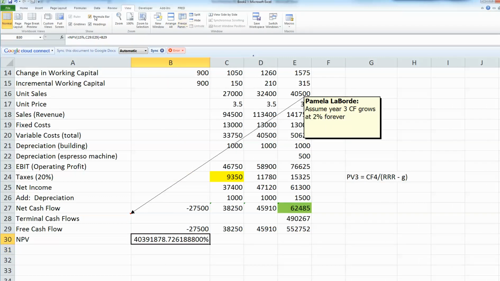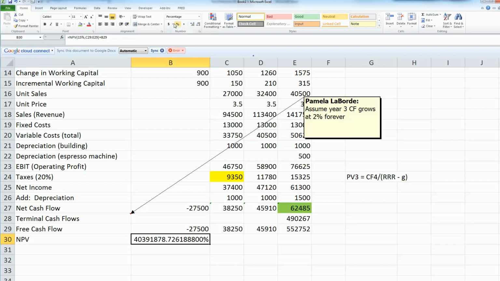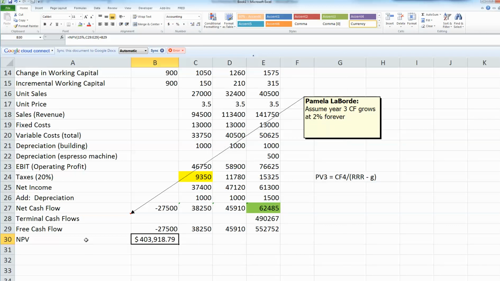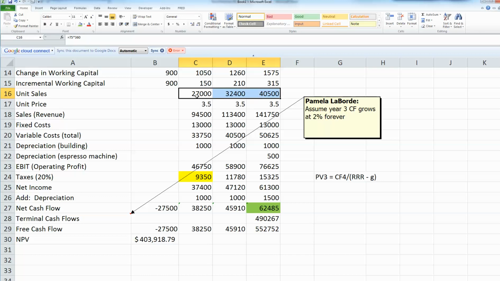It thinks it's a percentage, so I format it as a dollar amount, and there is the net present value of this project, $404,000. What I'm going to do in the next video is incorporate risk analysis from Chapter 9. And I'm going to use the same project because you're already familiar with the project, and it's a pretty simple project. It's short. We know that we expect to sell this many units.